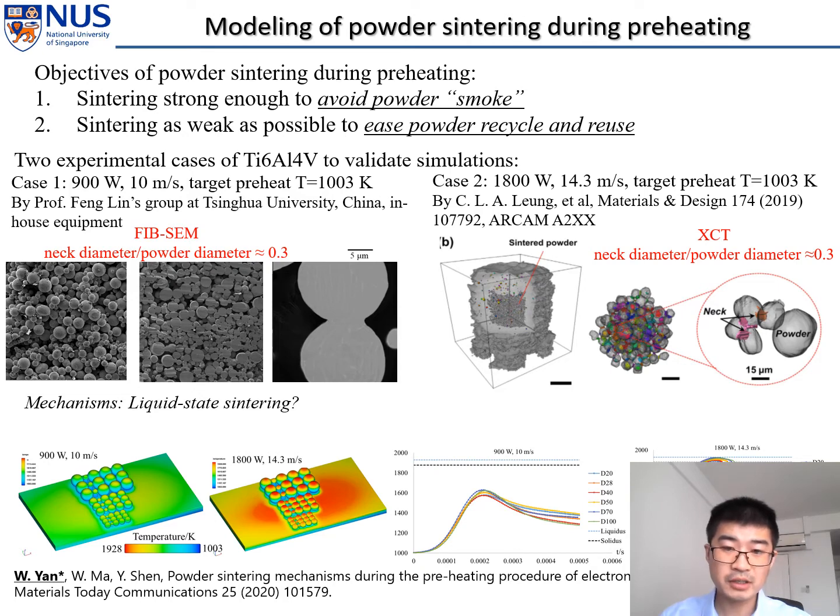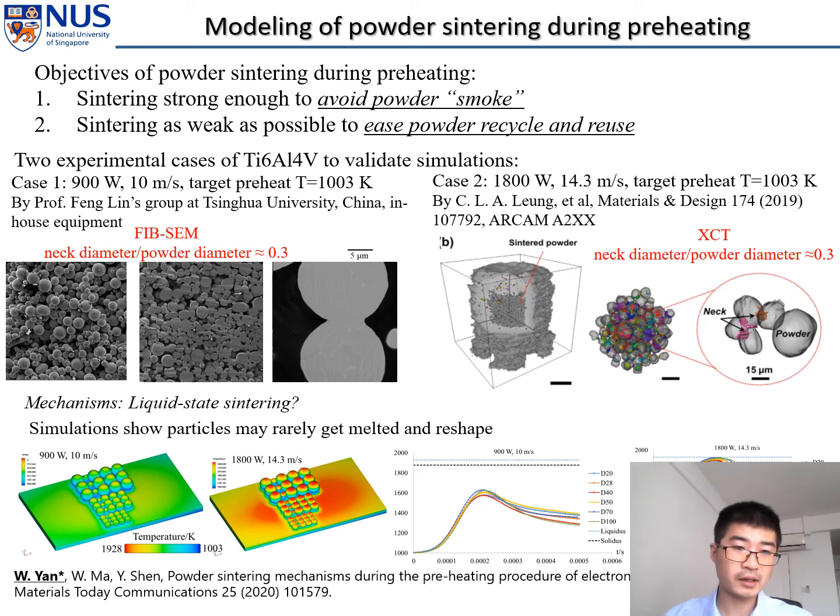These are the results. You see the temperature profile at the representative powder particles. For the first case, the peak temperature does not even approach the liquidus temperature. While for the second case, the peak temperature is very close to and a little higher than the liquidus temperature, but the duration is very short. So in the simulation, there's no particle reshaping. That means the liquid state sintering should be minor.